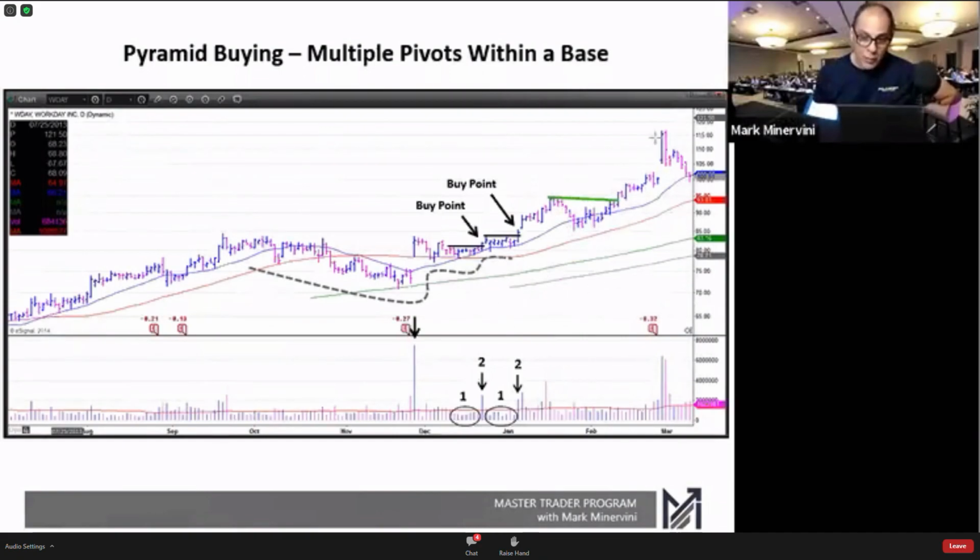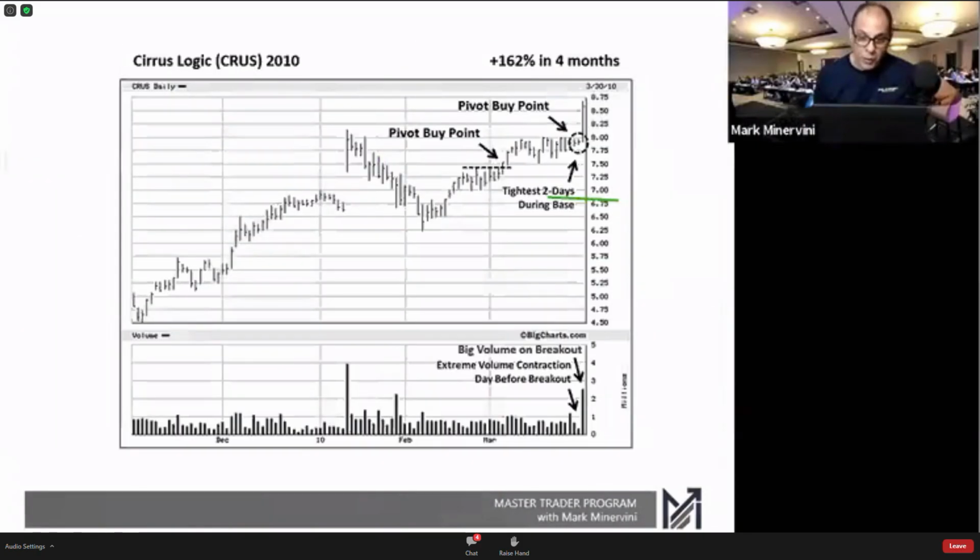But you don't want to buy too far away from the base, because then you're starting to get extended and you're running the risk of a sharp pullback. Now, again, let me get rid of those lines. I was buying this stock right here when it got very tight. You can see how that one day of volume was down to negligible volume, and then it came out very strong.